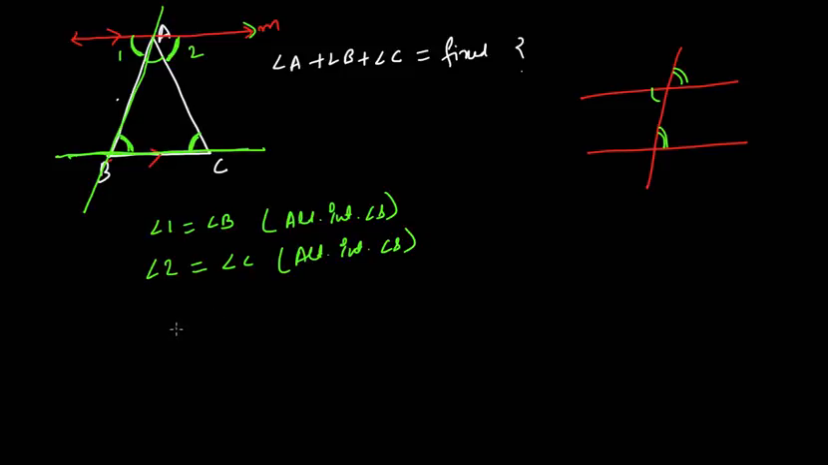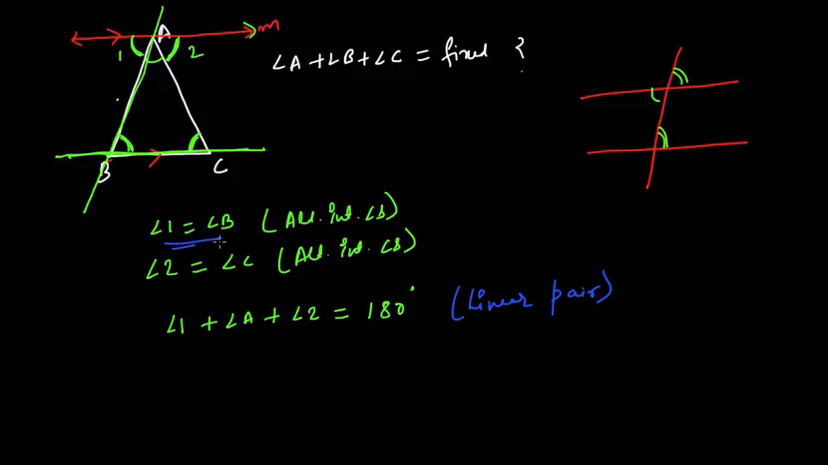Now tell me whether I'm right or not, can I write angle 1 plus angle A plus angle 2 will be equal to 180 degrees, right? Why will they be equal to 180 degrees? Because they form a linear pair, as they are angles formed on a straight line. So angle 1 plus angle A plus angle 2 will be equal to 180 degrees.